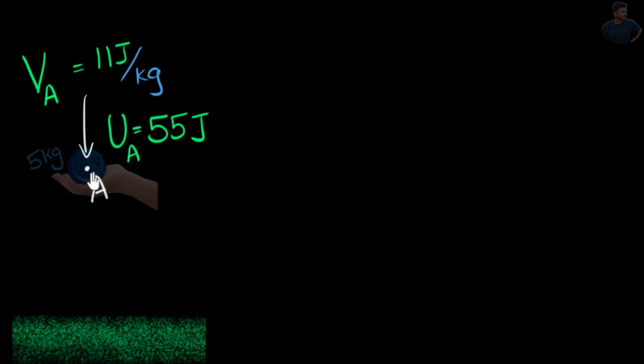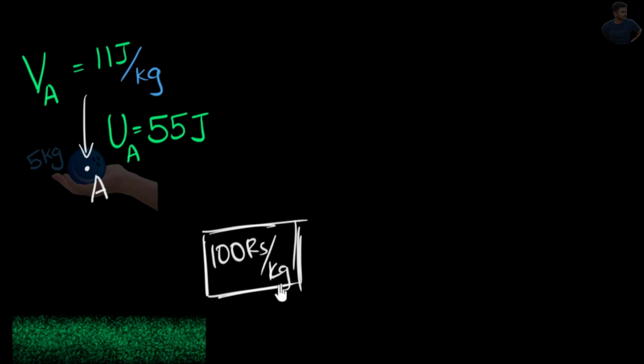It's an indicator. Just like how when you go to grocery stores, you have indicators over there which say, hey, 100 rupees per kilogram. This means if you buy 1 kilogram, you pay 100 rupees, but it could also mean that if you buy 3 kilograms, you have to pay 300 rupees, and so on. Similarly, it's an indicator which says, hey, if you keep 1 kilogram, it would have 11 joules of potential energy, but you could keep 10 kilograms over here and it would have 110 joules of potential energy. So that's what gravitational potential is.